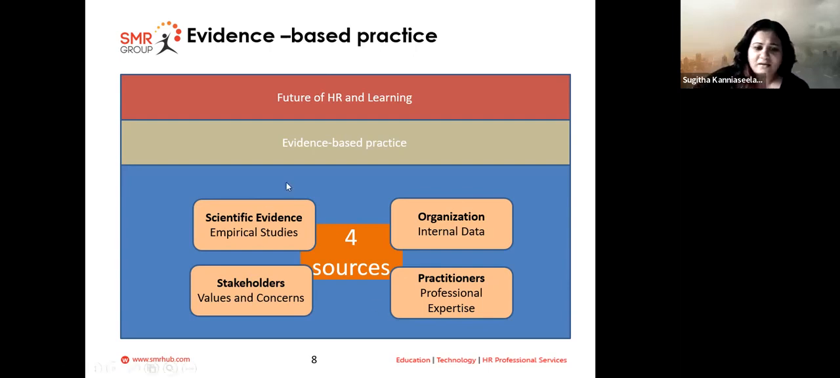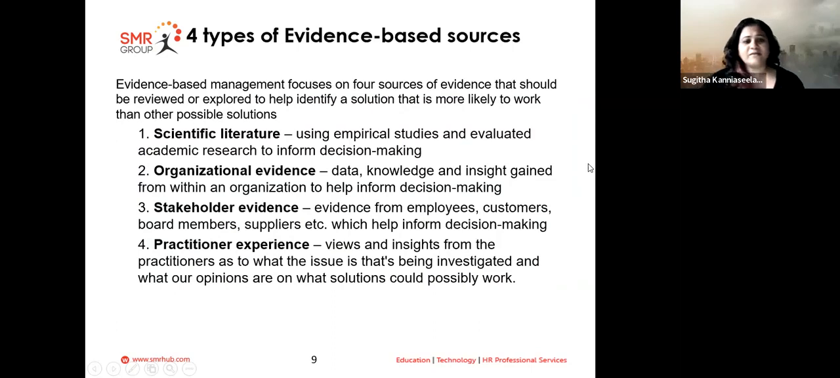So here on the screen, as you can see, we have scientific evidence, we have organizational data, we have practitioners' professional expertise, and then we have stakeholders' values and concerns. So we're going to delve into them one by one now. When we look at scientific literature as a source of evidence for evidence-based practice, we are literally talking about the empirical studies and evaluated academic research that are available out there, which we can use to make very good decisions. What do we mean by empirical studies?